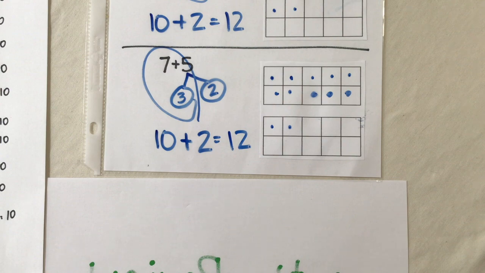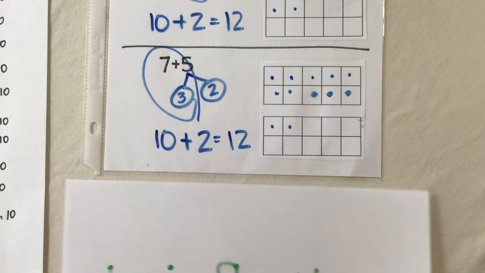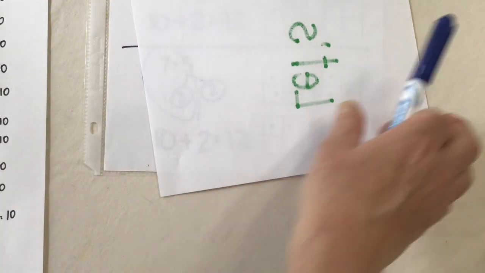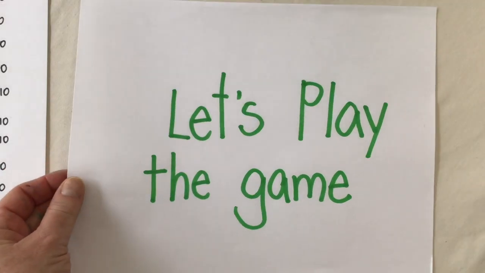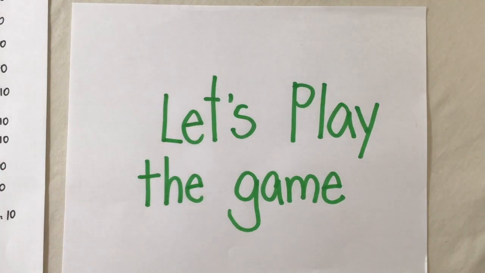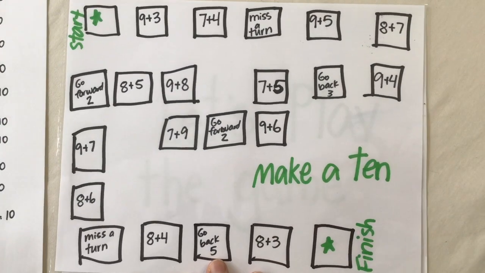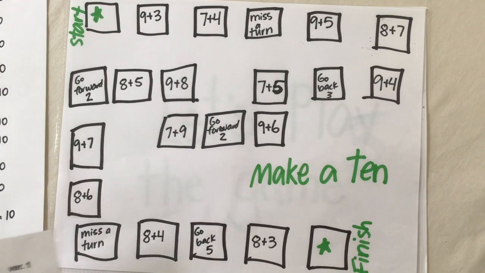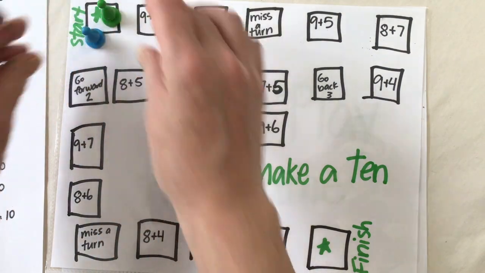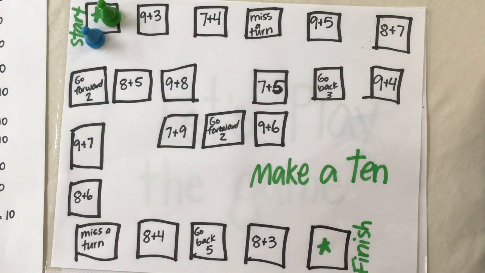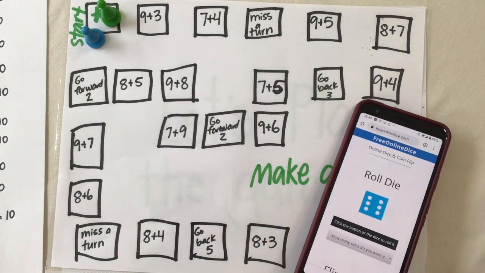So this is what you're going to do today when you play your game. Let's play the game. Have your game board ready. You're going to need your pieces, a friend to play with, or a grown-up. Or maybe your grown-up is your friend. And you're going to need your dice.